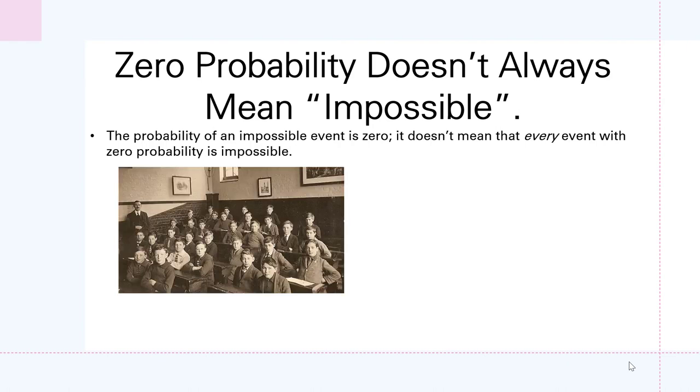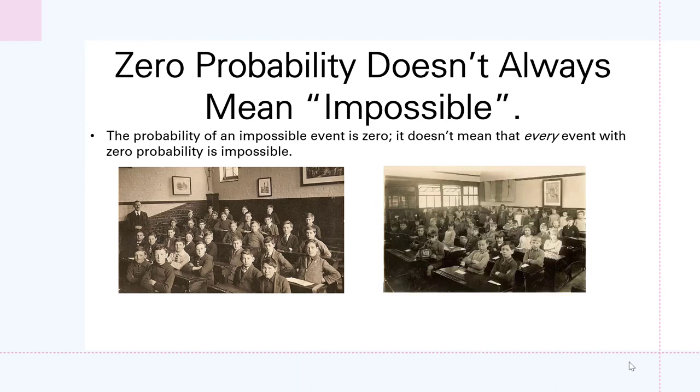Here's an example. Given that a classroom contains all boys, what is the probability of choosing a girl at random? The probability is 0, as we cannot choose a girl if the classroom only has boys. However, that doesn't mean the event of choosing a girl is impossible. Change the situation slightly by adding girls to the classroom, and the probability changes.